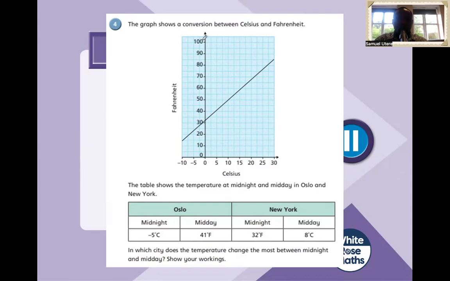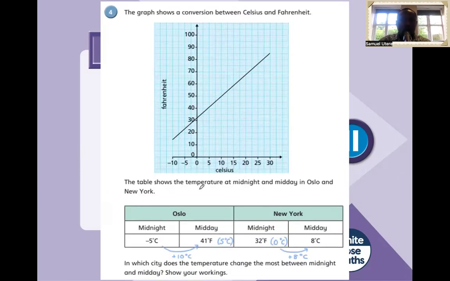So you were asked to use this graph. The graph shows a conversion between Celsius and Fahrenheit. The table shows the temperature at midnight and midday in Oslo and New York. You're asked in which city the temperature changes the most. You can see the number changes most in Oslo because from -5 to 41 degrees Fahrenheit is +10. Notice that you have to change them to the same units, so degrees Celsius in this case, for you to be able to compare the temperatures.